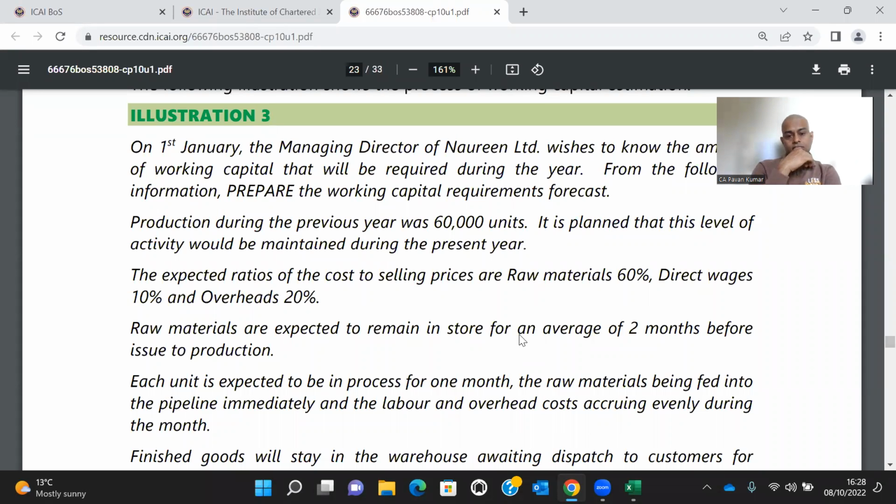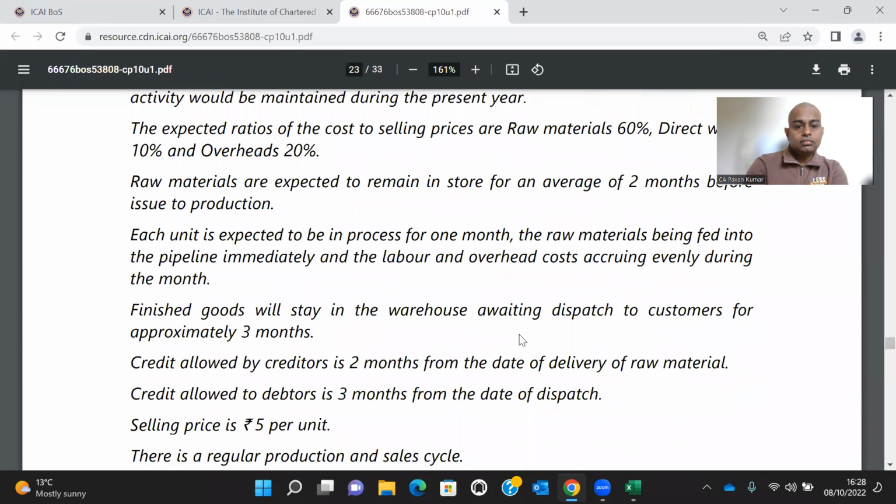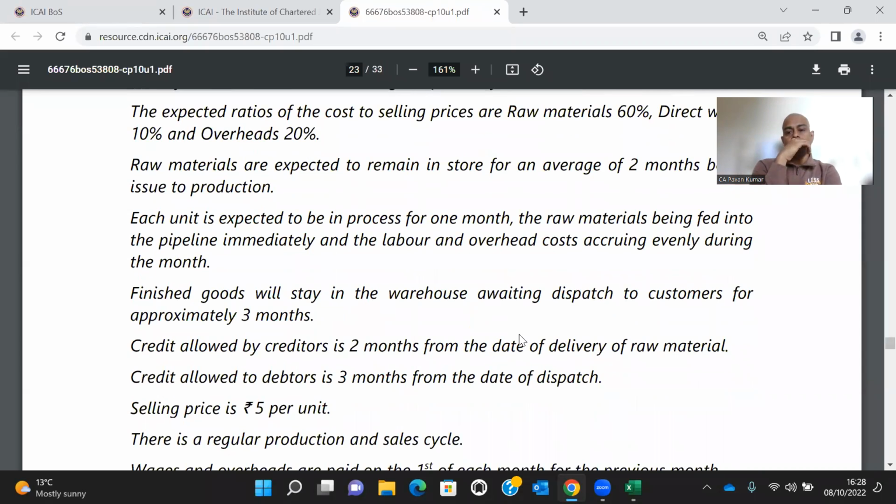Raw materials are expected to remain in store for an average of 2 months before issue to production. Each unit is expected to be processed for 1 month, the raw material being fed into the pipeline immediately and the labor and overhead cost accruing evenly during the month. Finished goods will stay in the warehouse awaiting dispatch to customers for approximately 3 months.